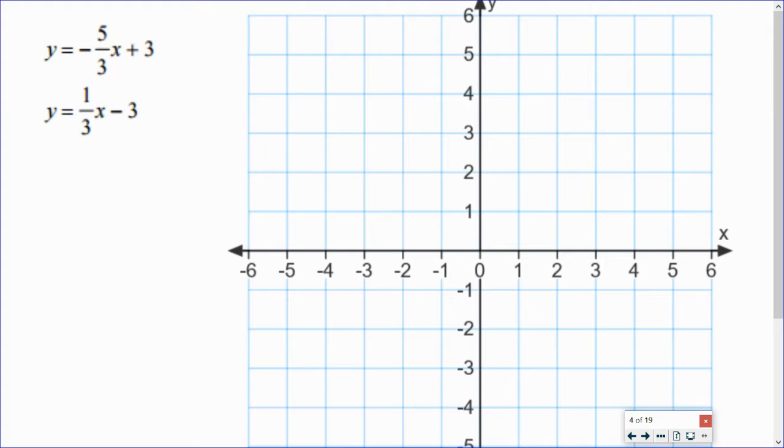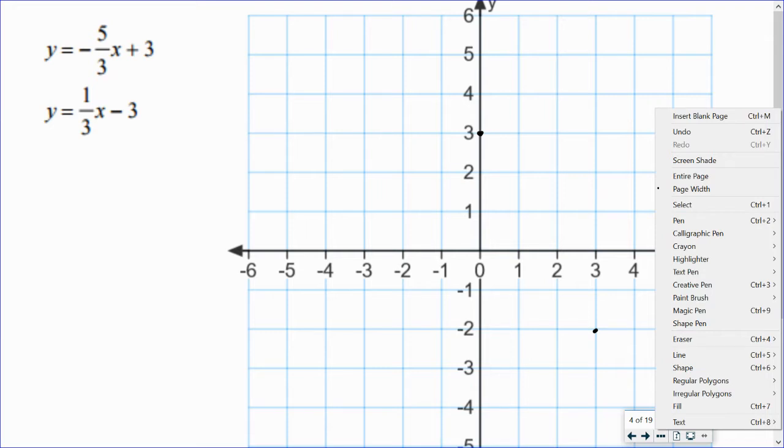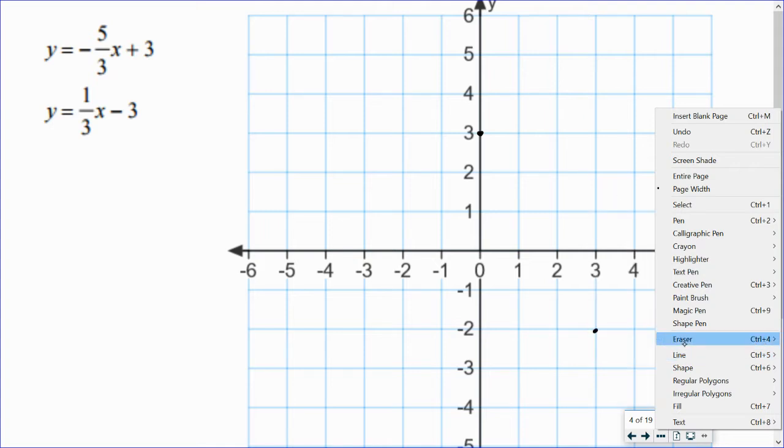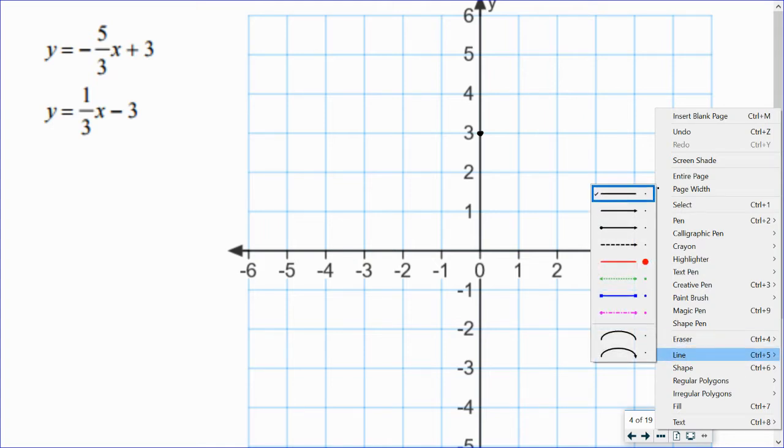So I have two equations here. Both of these are in slope-intercept form. So I'm going to take on the first one, and I'll add 3, put my dot, and then down 5: 1, 2, 3, 4, 5, and right 3: 1, 2, 3. Put a dot. And I'm going to draw a line, and hopefully it's nice and straight. Line, there we go.